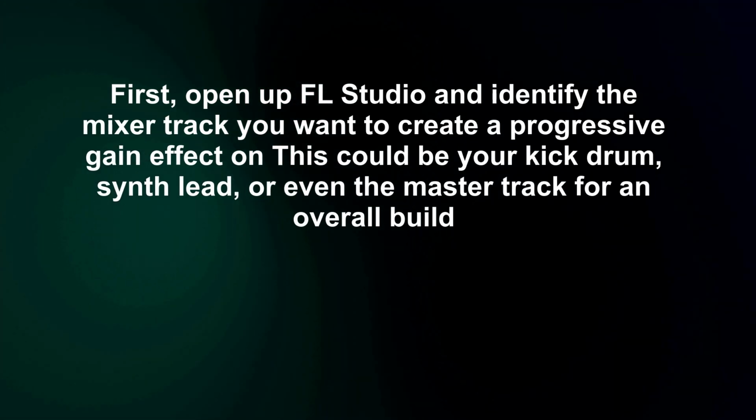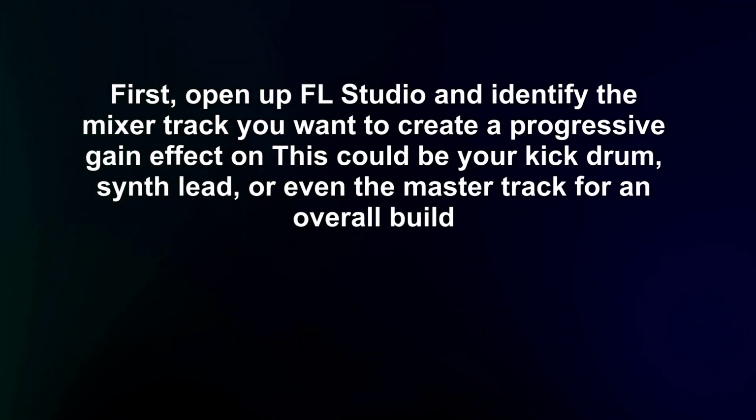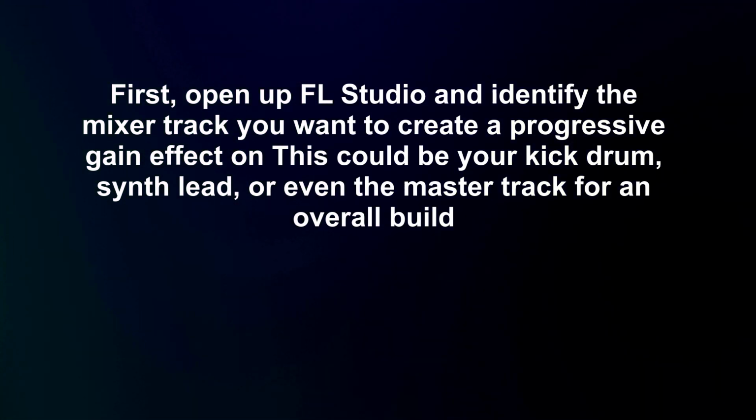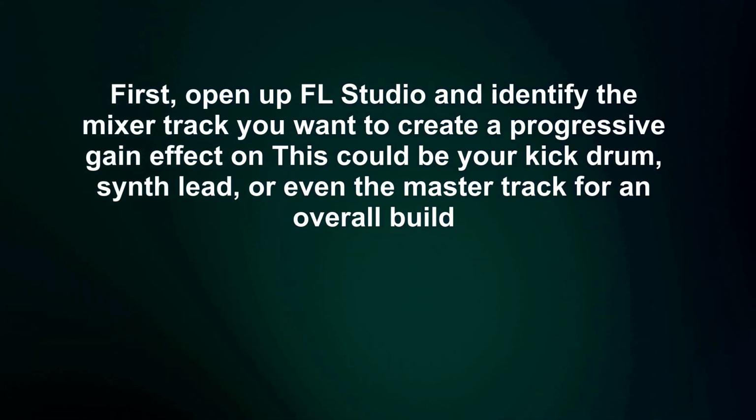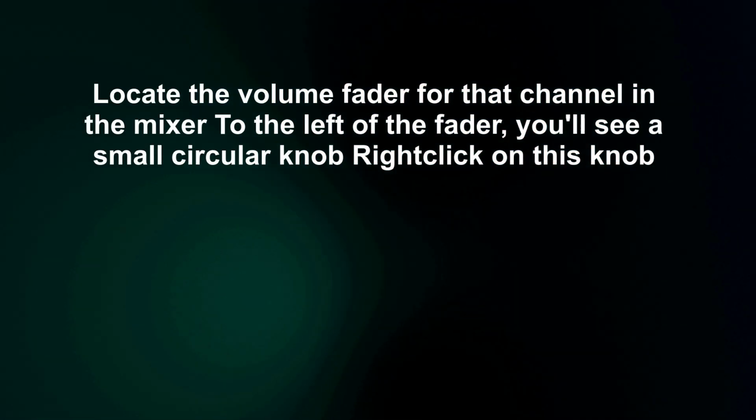First, open up FL Studio and identify the mixer track you want to create a progressive gain effect on. This could be your kick drum, synth lead, or even the master track for an overall build. Locate the volume fader for that channel in the mixer.